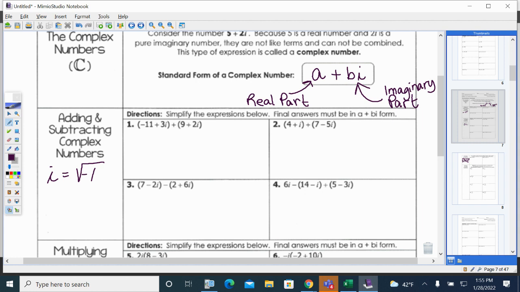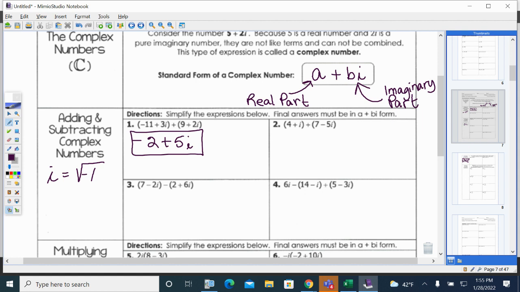So for example, number 1, it says -11 plus 3i plus 9 plus 2i. So I'm going to add my real parts together. -11 plus 9 is -2. And then 3i plus a positive 2i is a positive 5i. And that's my answer for number 1.